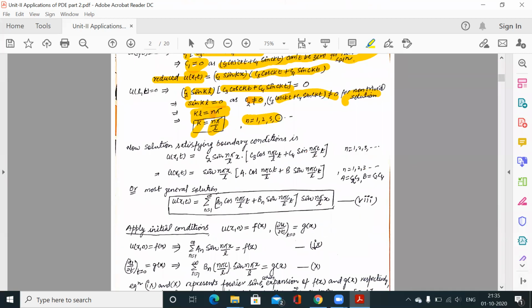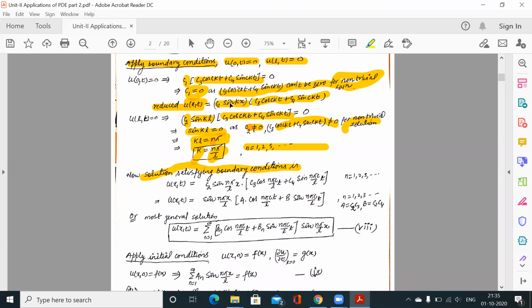So where n is either 1, 2, 3 or up to infinity. For every n, this is satisfied. K is n pi by L. So now the solution satisfying boundary conditions is, so this was our reduced solution. Now in this we are applying K is n pi by L.